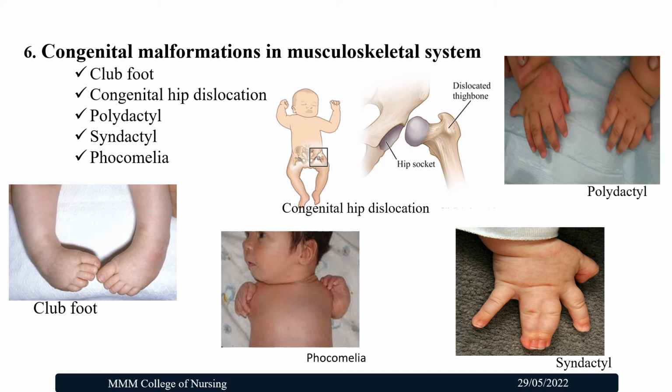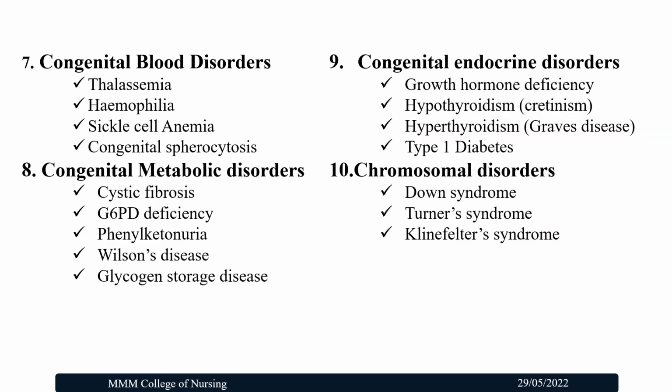And about polydactyly, here the child has extra digits. And syndactyly, here two or more digits are fused together. And phocomelia is a rare birth defect characterized by malformations of the extremities. And these are some of the congenital disorders.